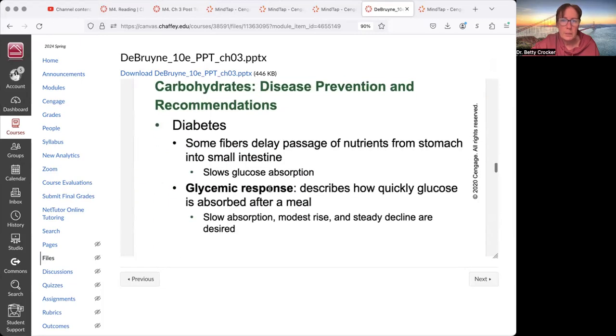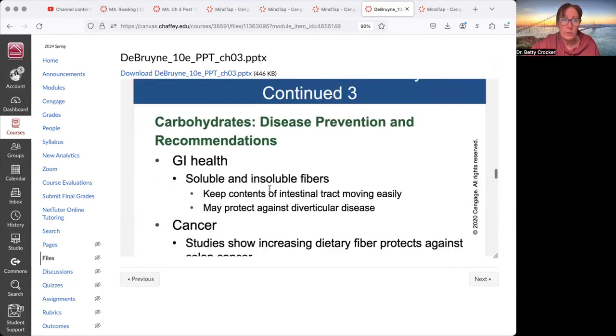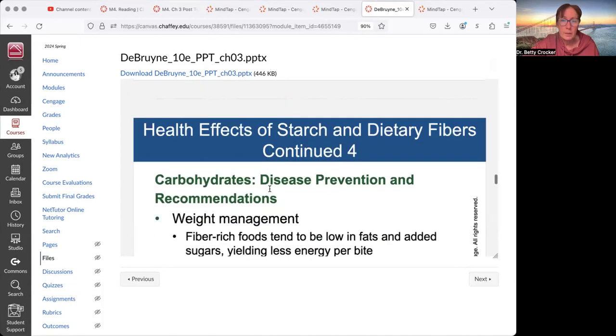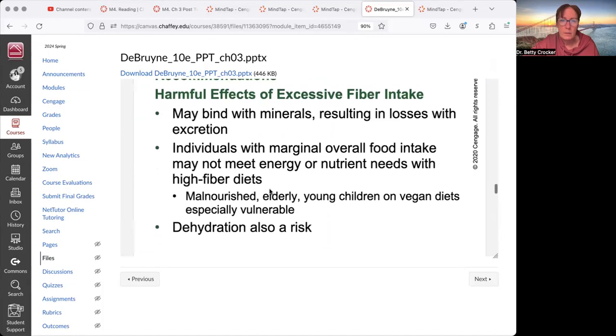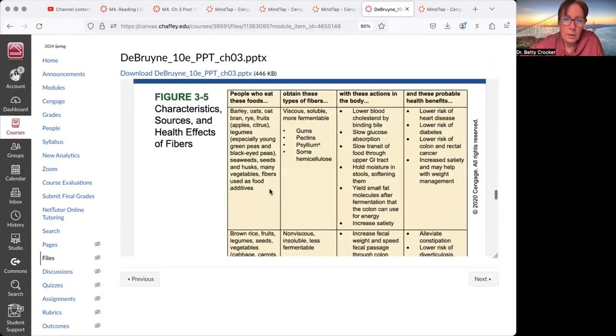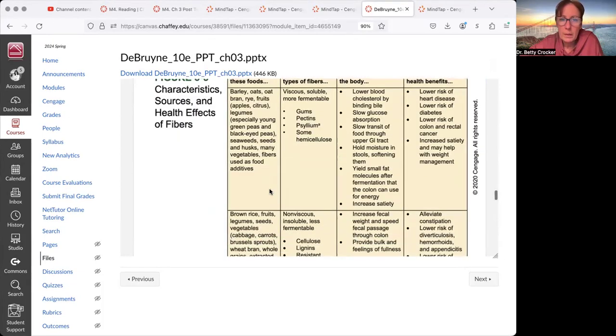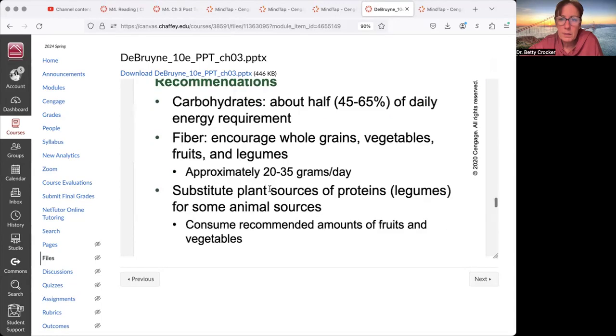And then we have disease prevention, right? That's what you're also going to address in the discussion. Weight management. Harmful effects of excessive fiber intake. Now, mind you, this comes from when you're taking fiber pills. I'm not a fan of fiber pills. We are always a fan of eating whole fiber, which is in our whole foods. Make sure that you're also drinking water.